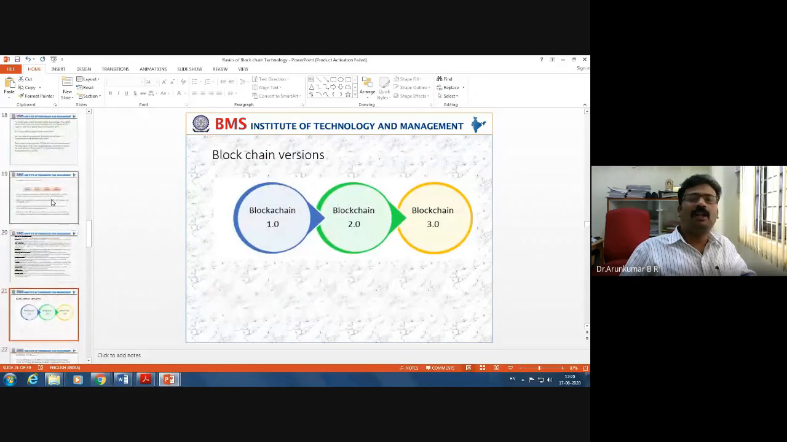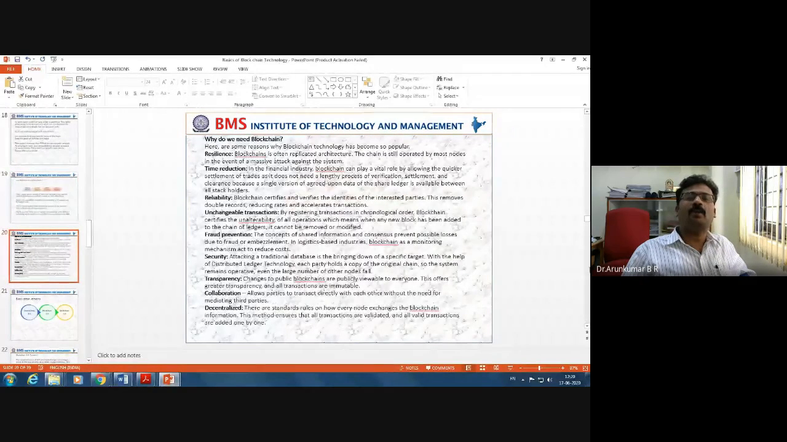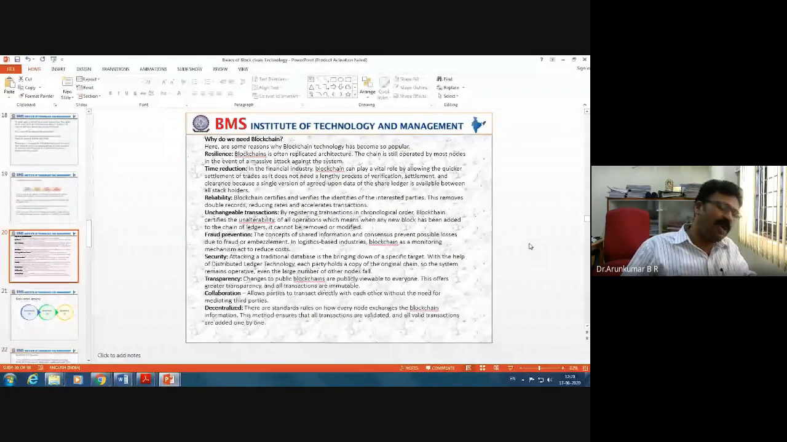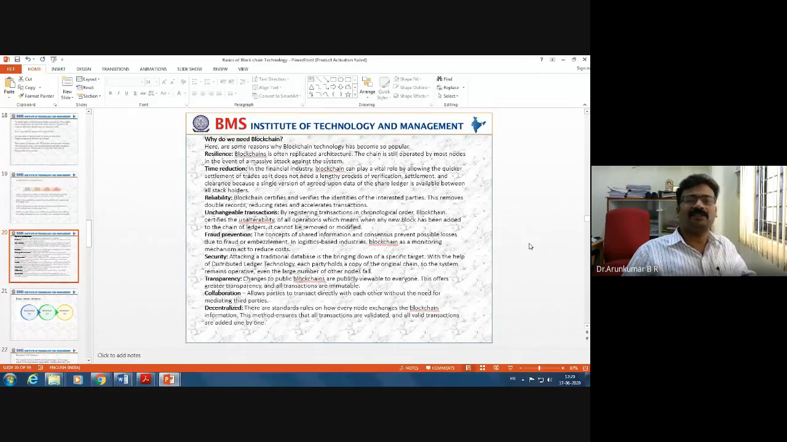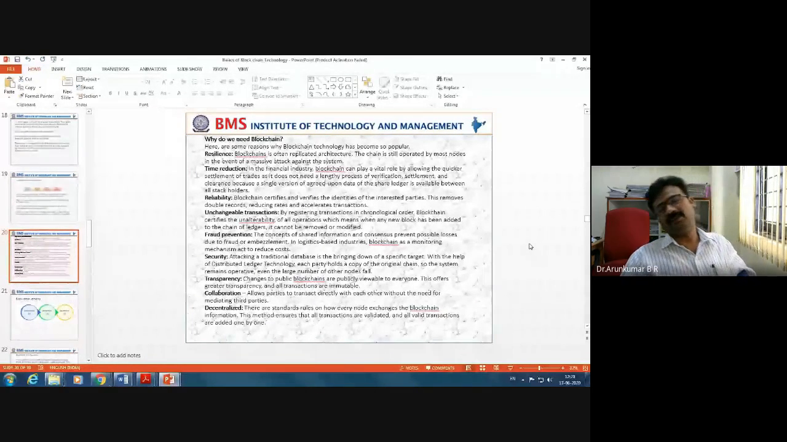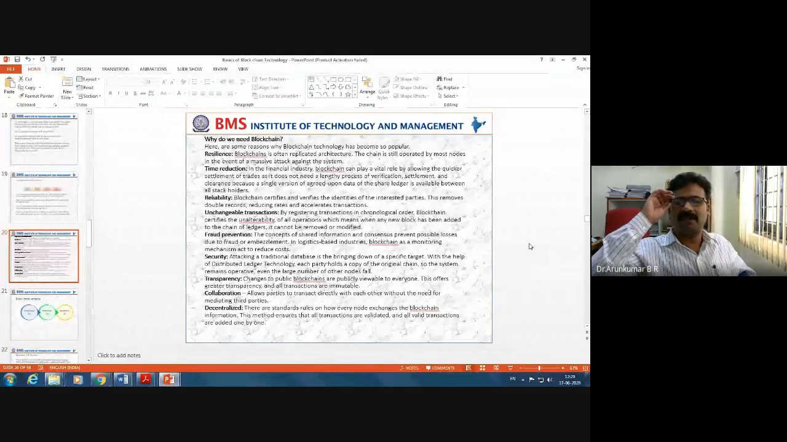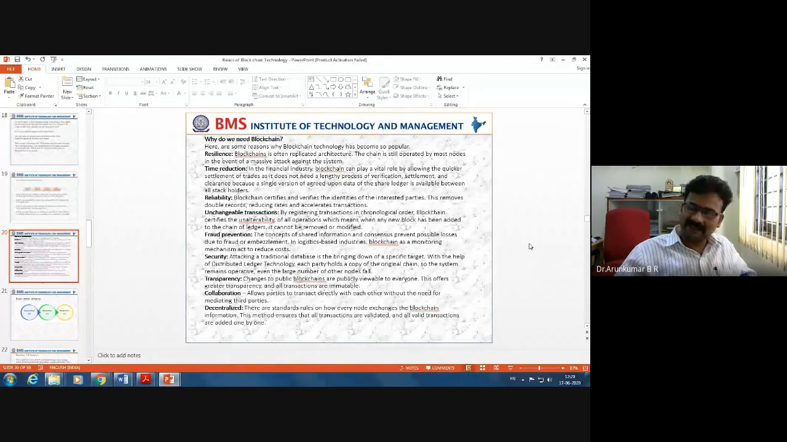Now let's go to this point. Why do we need blockchain? We have seen enough, so I think this is the right time to summarize why we need blockchain. Because of certain important points, blockchain has become so popular today. Banking sectors use blockchain, different sectors use blockchain, and supply chain management uses blockchain. I'll explain through different use cases how blockchains are useful.